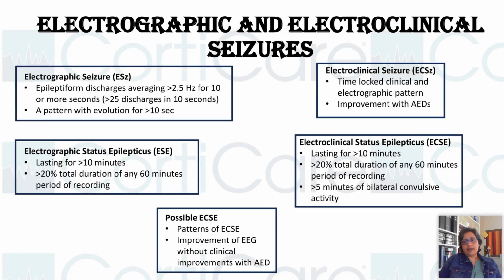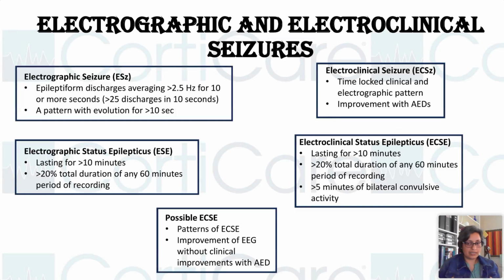All right, the next category is electrographic and electroclinical seizures. We have seen so many of those, so I don't have slides to show these. But as the definition goes, you know that an electrographic seizure is when you see discharges more than 2.5 hertz for 10 seconds.